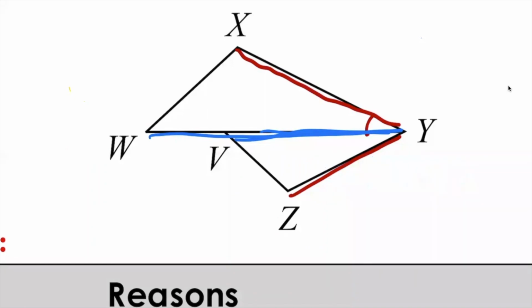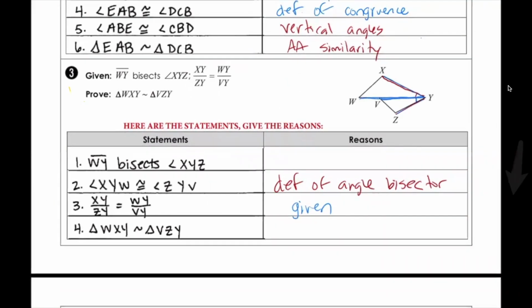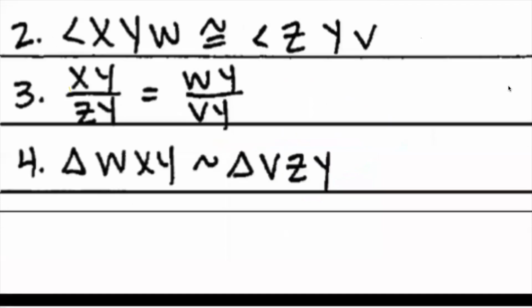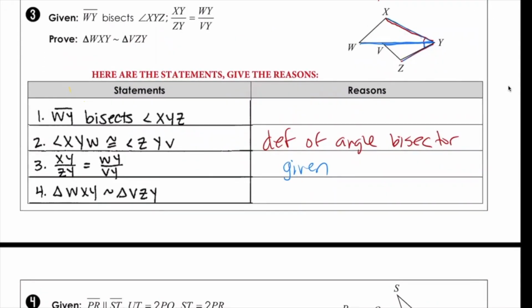So now that we see that these two angles are equal, and these two sides are proportional, what can we say? Triangles are similar. And why are they similar? So we have two sides and then the included angle. So what can we say? SAS similarity. There you go.